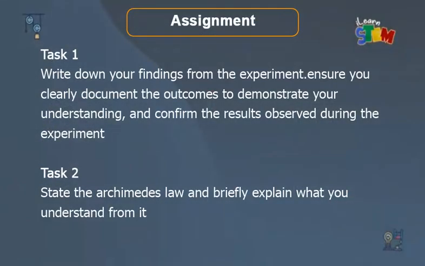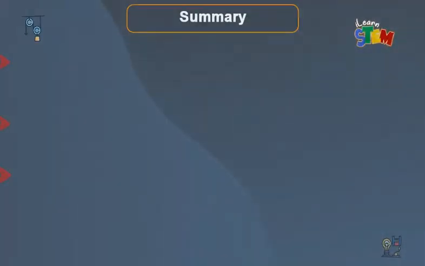Now it's your turn. Here are 2 quick practice problems. Give them a shot. Remember to pause the screen and solve the problem. Well done. You've done an excellent job keeping up with today's lesson.